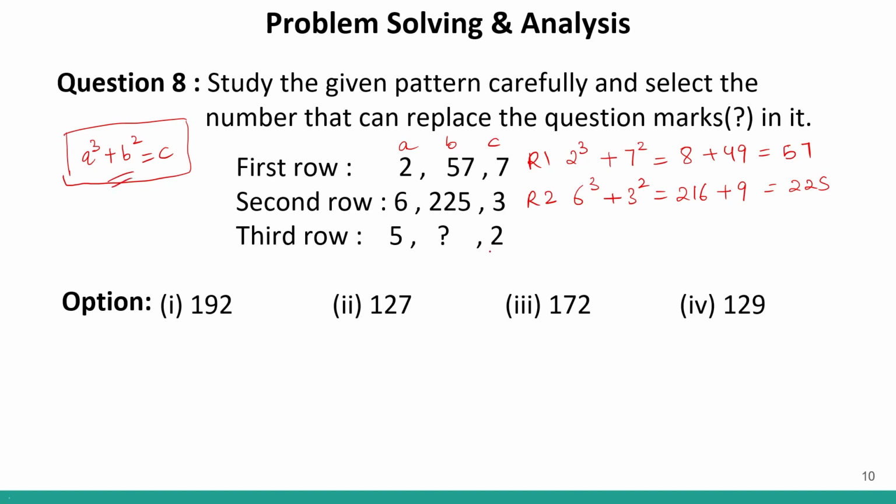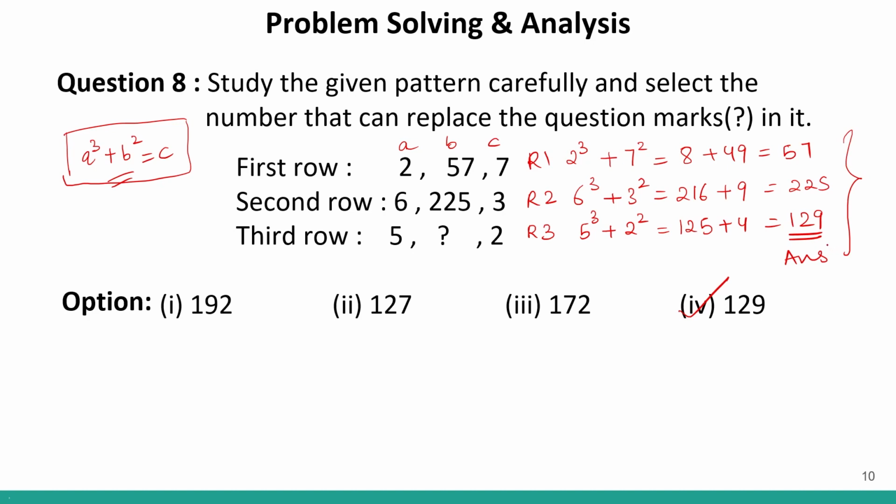So let us do it for row 3 as well. For row 3, it will be 5 cube plus 2 square. So 5 cube plus 2 square is how much? 5 cube is 125 and 2 square is 4. So this will give me 129. So 129 will be my answer, which is given in option number 4. So option number 4 will be the correct answer. Clear? This is the solution.